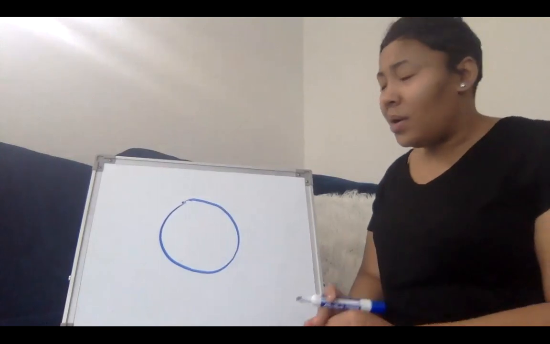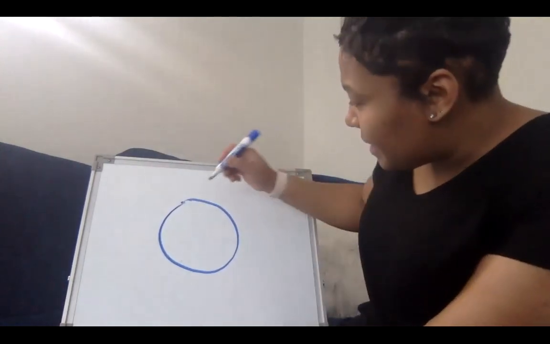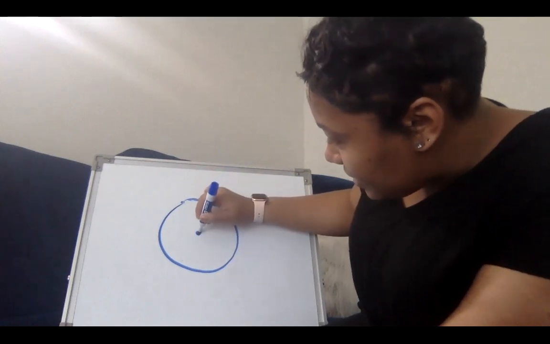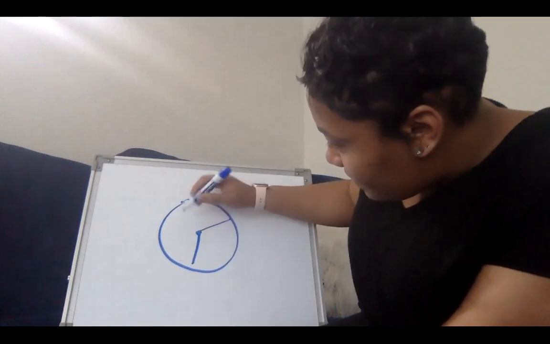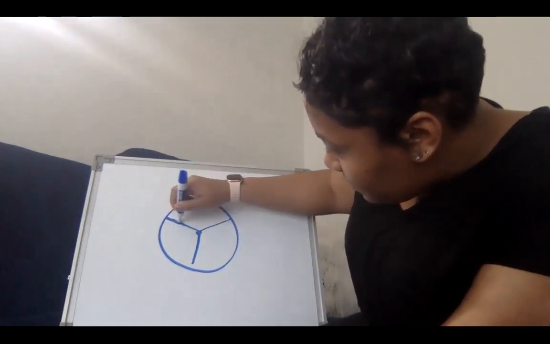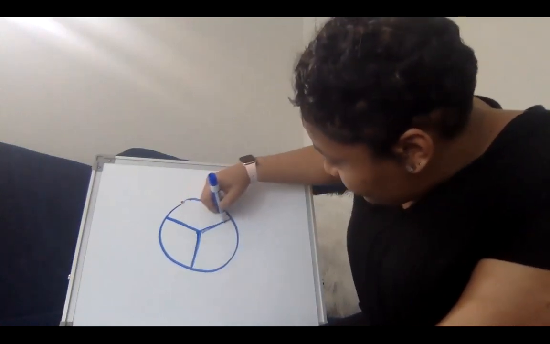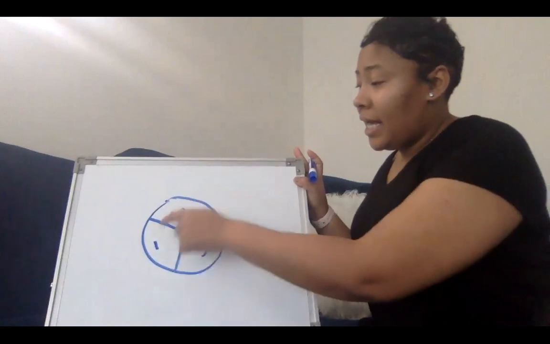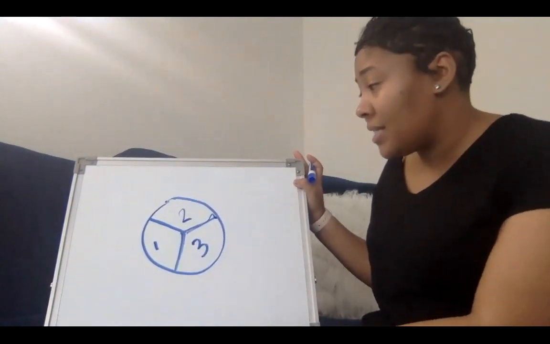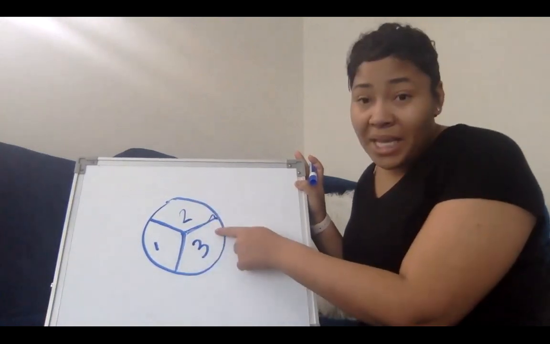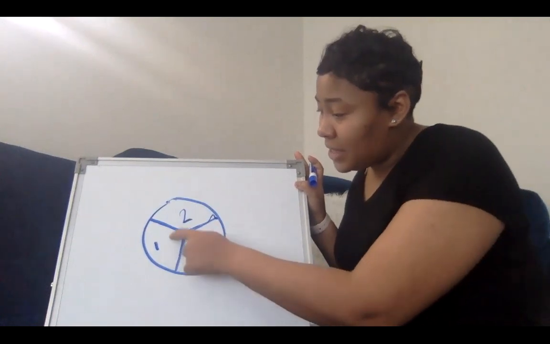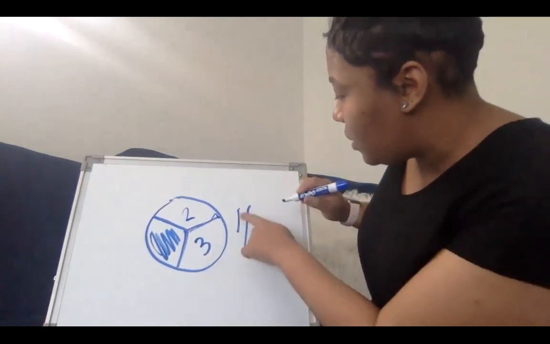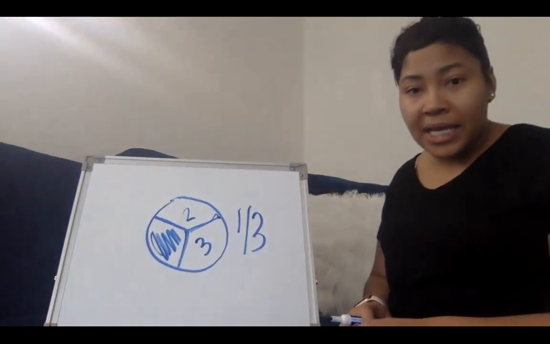This is hard to draw, Kipsters. So be patient with Miss Bloom. Let me see. I have to make sure that each piece is the same size. That means that there is 1, 2, 3. So that means that each one of these are the same size. So that means that Azadi, Essence, and me all get the same size pizza. So if I shaded this in, this would be considered 1/3. And the way we write 1/3 is we do 1, then 3. That looks like 1/3.